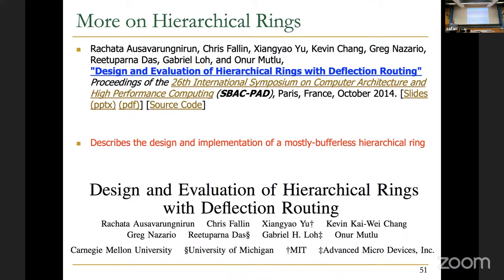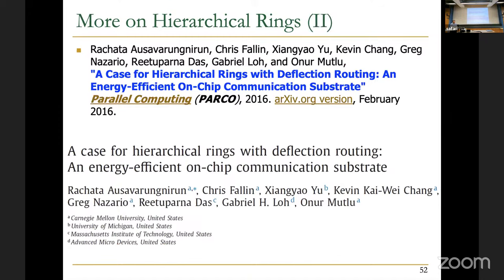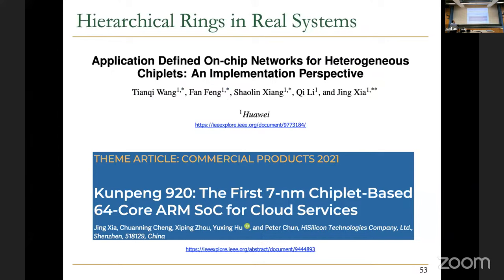If you want to learn more about hierarchical rings, this is a very nice paper that Rachata led. It's about the design and evaluation of hierarchical rings with deflection routing. I strongly suggest that you check this paper. This is another example, some extension work. And this is also another usage of hierarchical rings in a real system: Huawei uses hierarchical rings in their system.